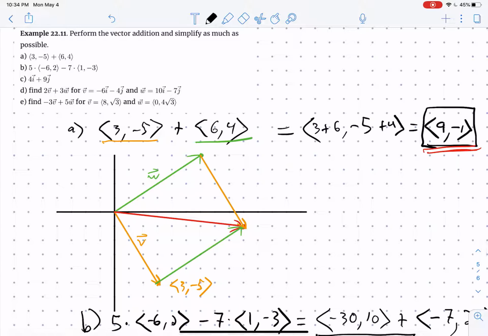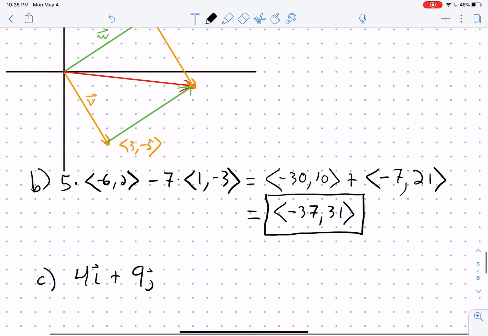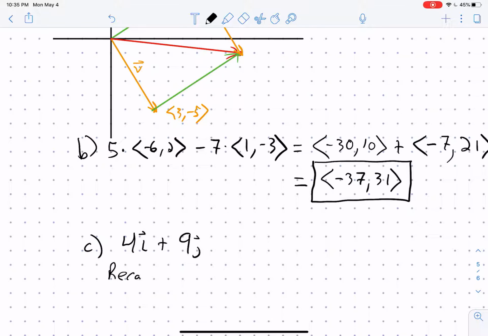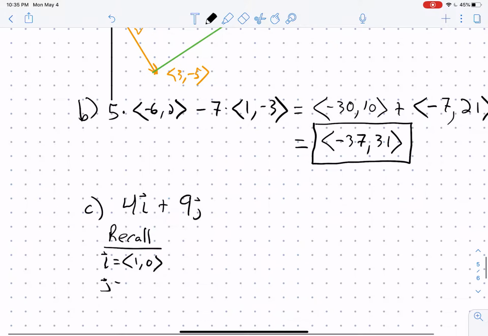C says 4i plus 9j, which means that we're going to have to remember what these vectors i and j are. So there's a little recall here. There's two very special vectors. They're unit vectors, and they're the ones that point in the x direction. That's i, it's the vector 1, 0. And j is the one that points in the y direction. And that's 0, 1.